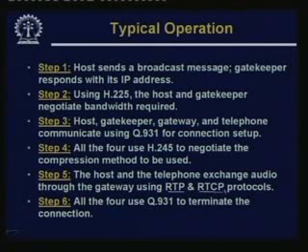Real time protocol and real time control protocol, these are used for sending audio packets back and forth between the host and the telephone through the gateway. And finally again, all the four parties involved, they use Q.931 to finally terminate the connection. So this is how typically this H.323 protocol works in the internet scenario when you want to make a seamless connection between a public telephone network and a private internet.